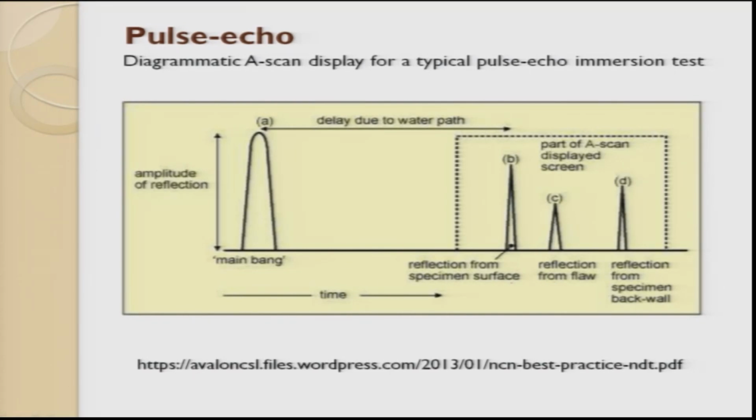So this is the reflection from the specimen surface, where the specimen starts. The reflection from the specimen surface is B, then there is a defect called C, then there is a reflection from the back side. This part is called the A scan. The A scan is nothing but a point scan which we did. Here is the main bang, and here is a delay because of water.